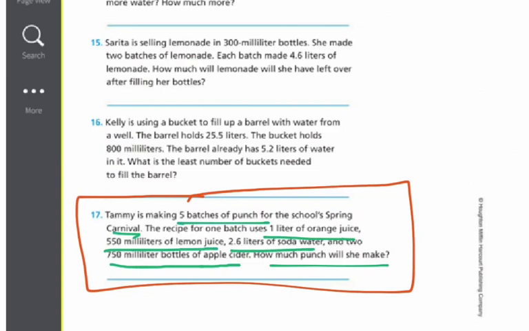Pretty complicated problem because you've got a lot of different variables in here. You've got orange juice, lemon juice, soda water, apple cider, and you've got different amounts and different measurements of each one. So we've got to unpack the problem.